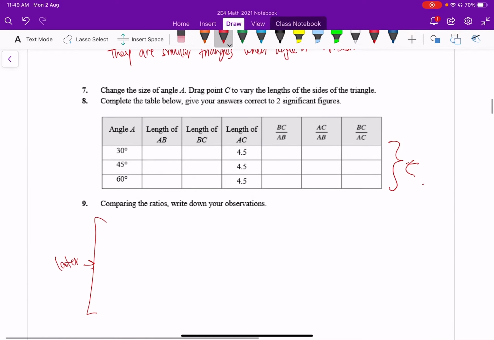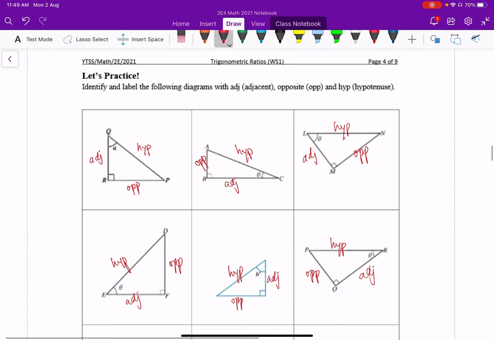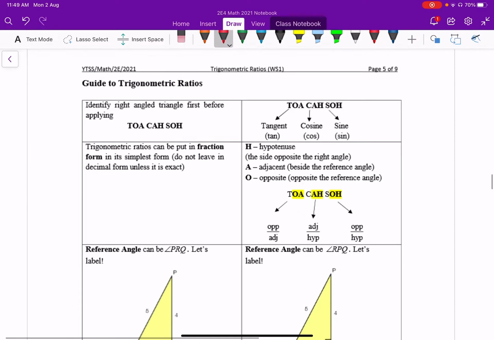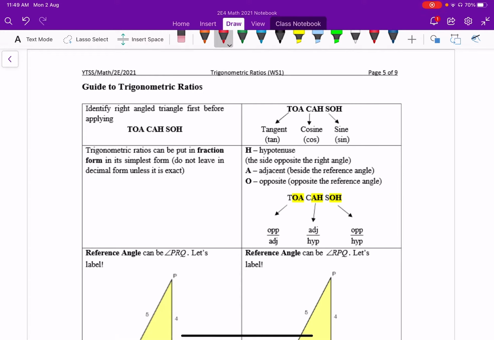Hey guys, assuming that you have already finished page 4 in answering all the questions, please refer to OneNote for the answer, okay? Then we can move on to the next part already. We are now moving on to page 5.